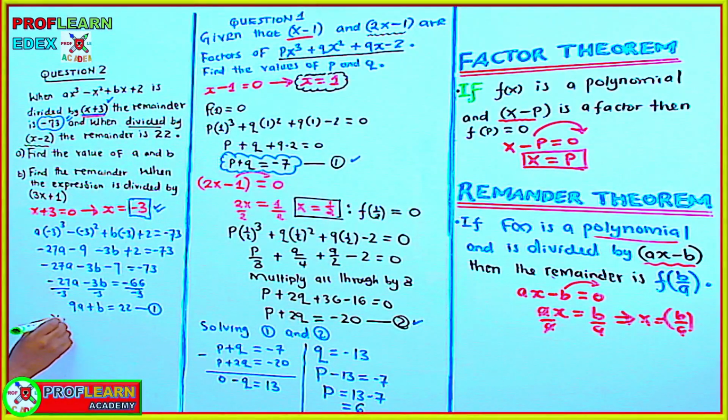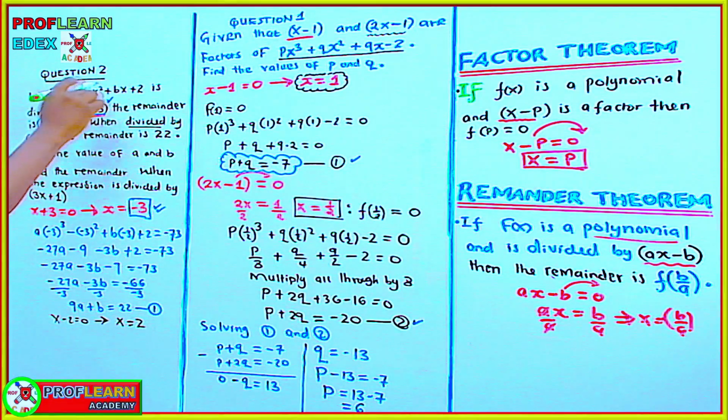Now, from here, dividing by x minus 2 is equal to 0, so we can say therefore x is equal to 2. We have our x equals 2, and then we can substitute x equals 2 anywhere we have x in the polynomial, and that's going to be what?